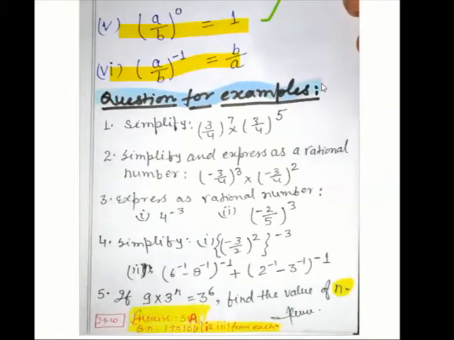The first question is: simplify 3 upon 4 to the power 7 multiplied by 3 upon 4 to the power 5.